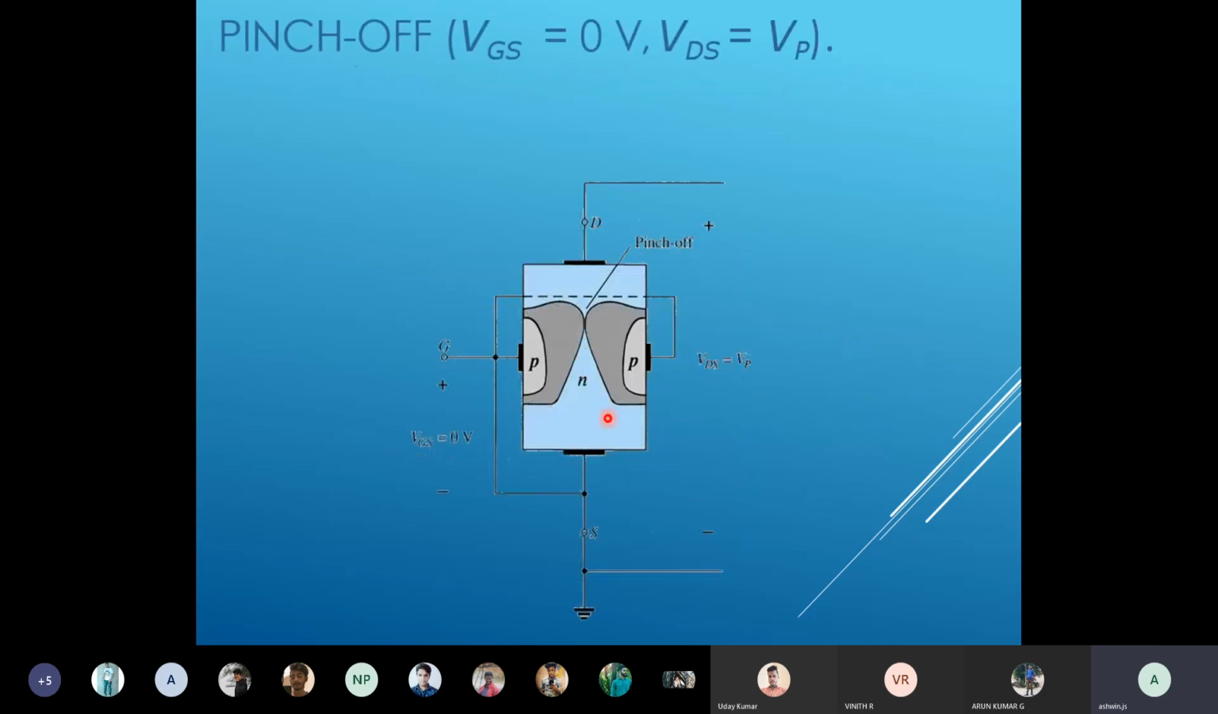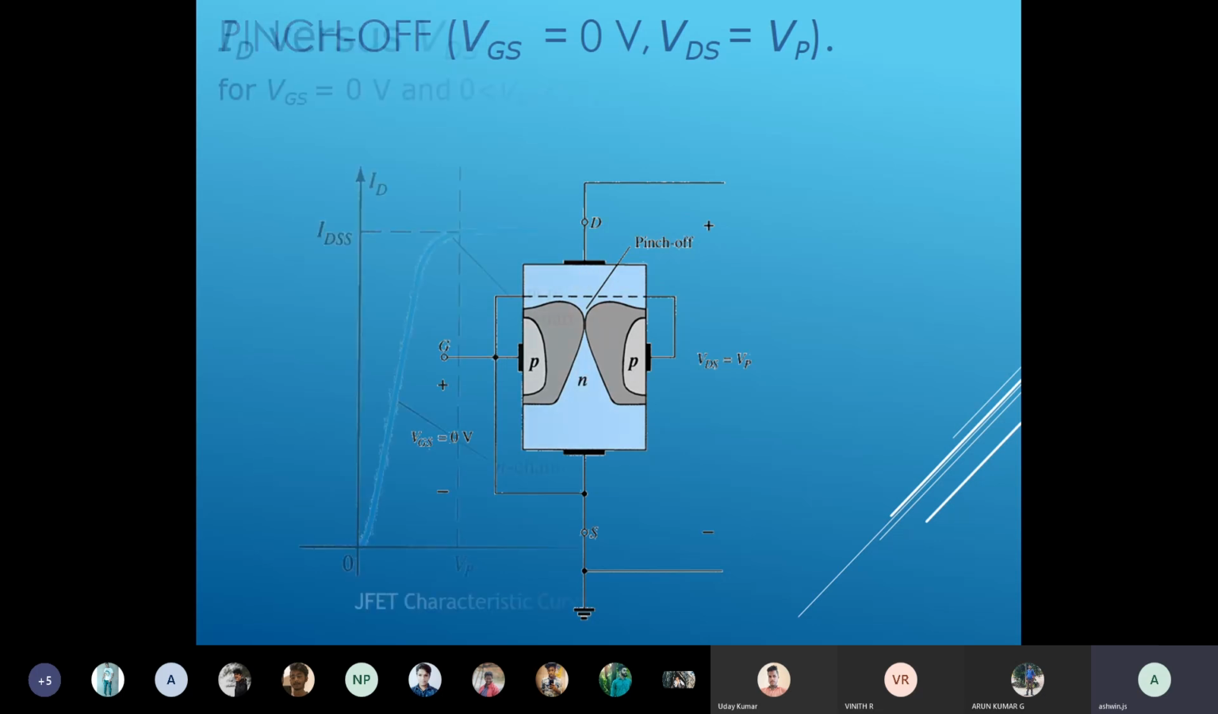So pinch off, it becomes narrow, so a very limited number of electrons will flow. Once you increase the drain to maximum voltage, this is how the depletion layer will increase, and it will make a narrow path so that a limited number of electrons will flow. That's why it becomes constant.